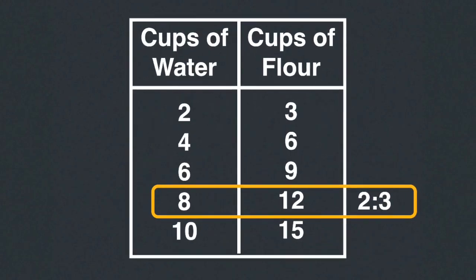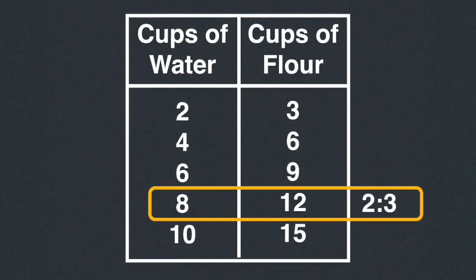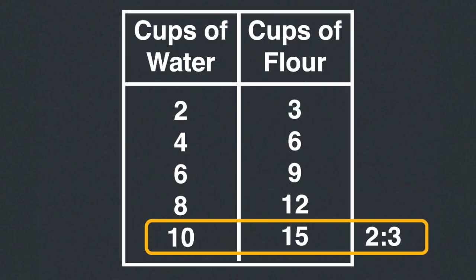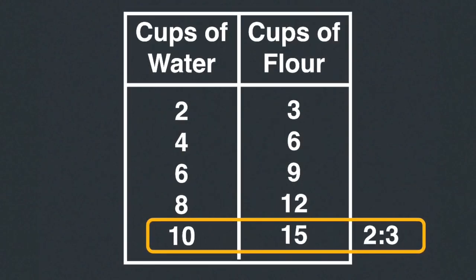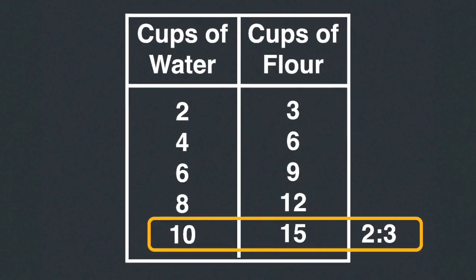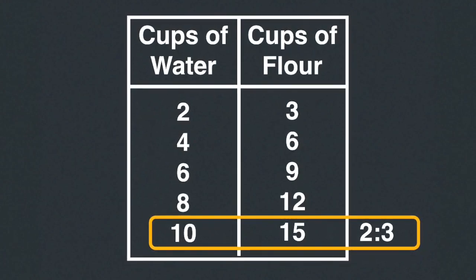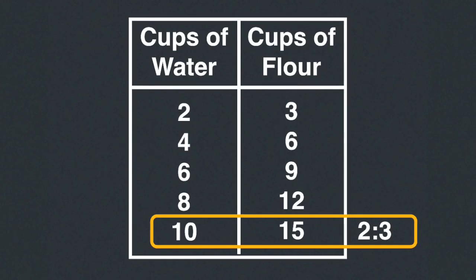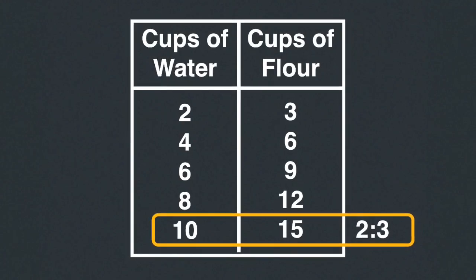And wouldn't you know, 8 to 12 has the same equivalent ratio, 2 to 3, and 10 to 15 is also equivalent to 2 to 3. Why? Well, let's think. 10 in groups of 5 would be 2. 15 in groups of 5 would be 3.